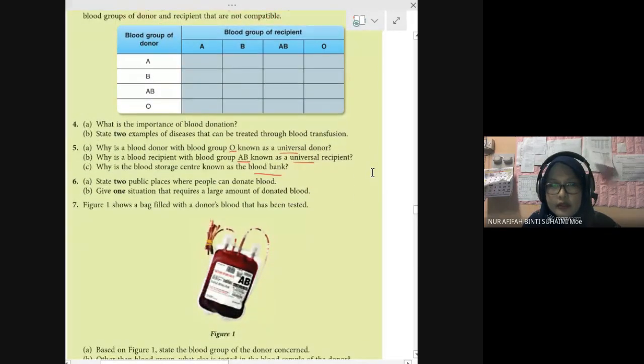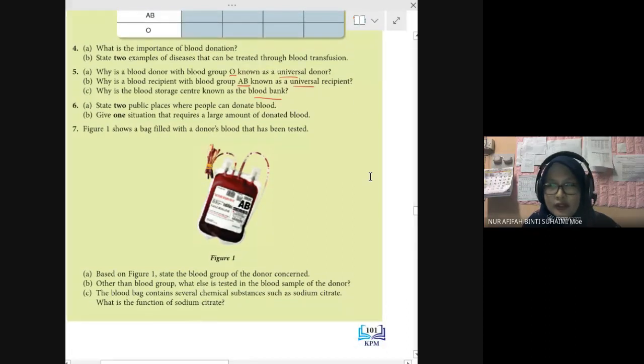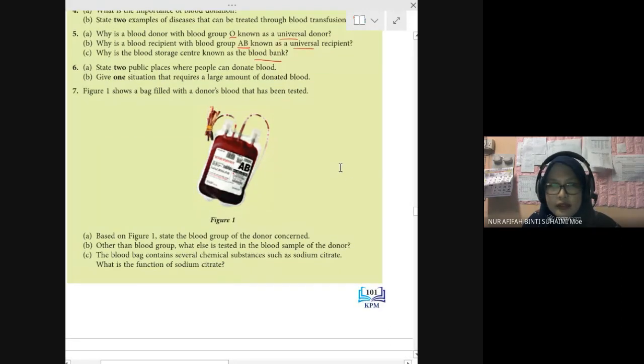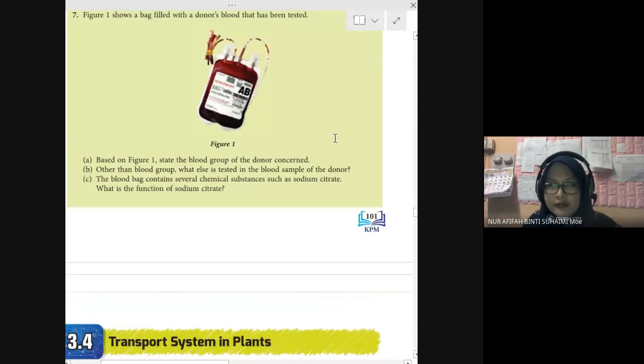Okay, number 6. 2 public places where people can donate: a clinic, hospital. One situation where they require a large amount of donated blood: loss of blood, accident victim. Number 7, state the blood group. Already stated here, AB. The blood group of the donor concerned is AB. Other than blood group, what else is tested in the blood sample of the donor? Okay, antibody.